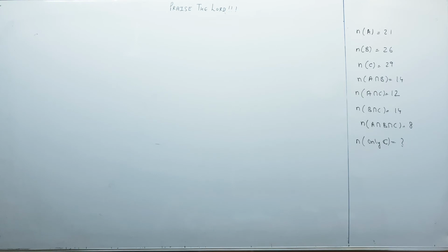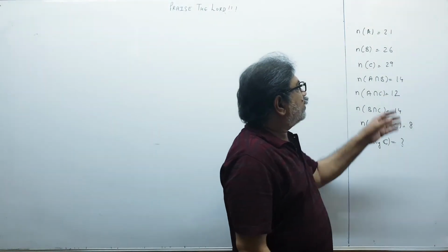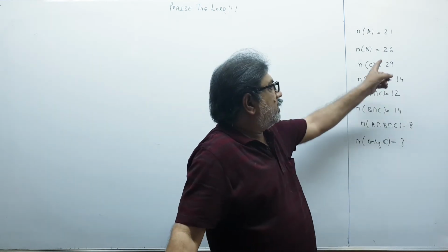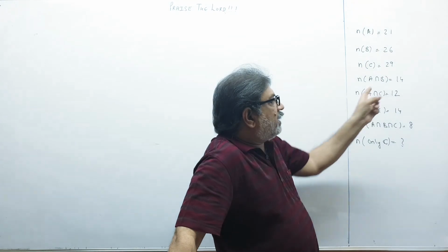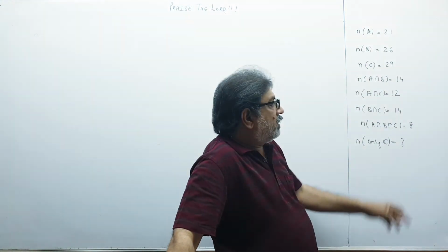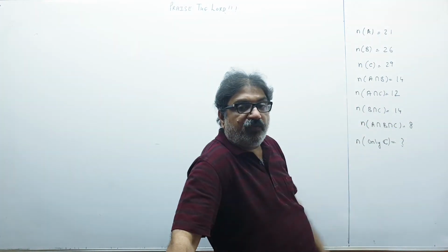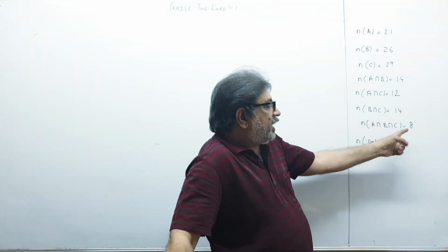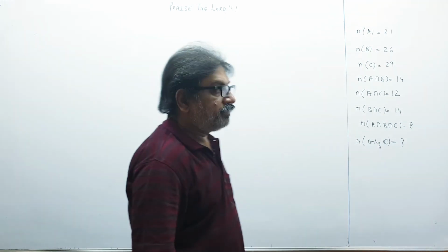So now the last sum is there, children. There are 3 products A, B, C. It is found that 21 like A, 26 like B, 29 like C product. A and B is liked by 14 people. A and C is liked by 12 people. B and C liked by 14 people. And 8 people like all the 3 products. So how many like only C?